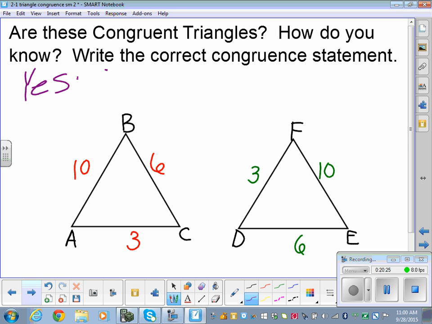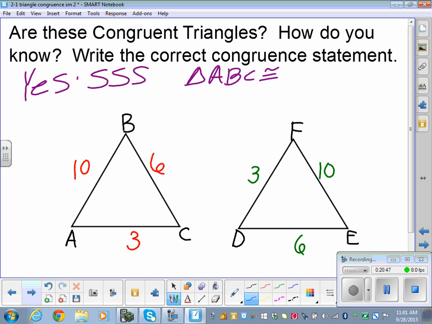Side, side, side. Now, once again, look at this. This side has a 10, that side has a 10, this side has a 6, that side has a 6, this has a 3, that has a 3. So by side, side, side, you're correct. These two triangles must be congruent. So now, once again, I'm just going to choose triangle ABC. The next part we have to be careful on, our congruent statement has to be true.